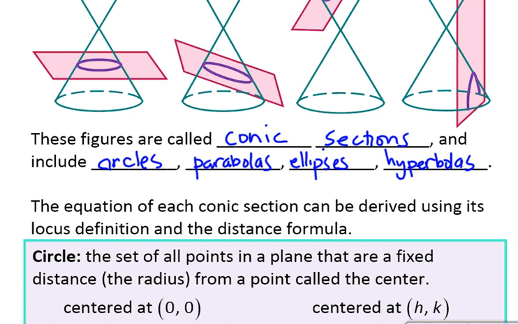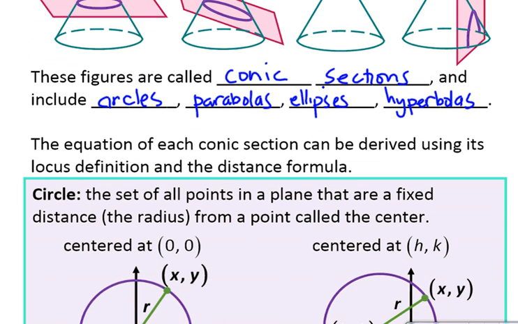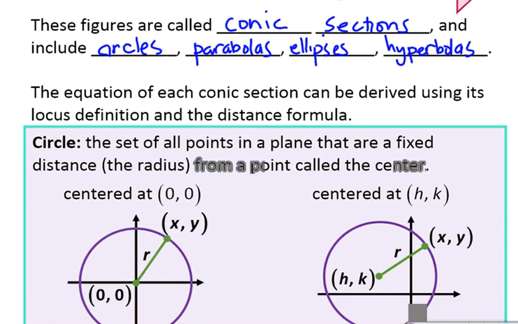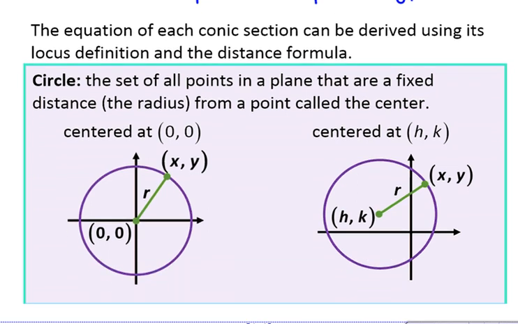So we are going to come up with a formula for a circle, just in general, and we can do that using its definition, which is that it's a set of all points in a plane that are a fixed distance, which we call the radius, from a point called the center. So that's our definition. It's a fixed distance from some point. And then we're also going to use the distance formula to come up with that, or the Pythagorean theorem.